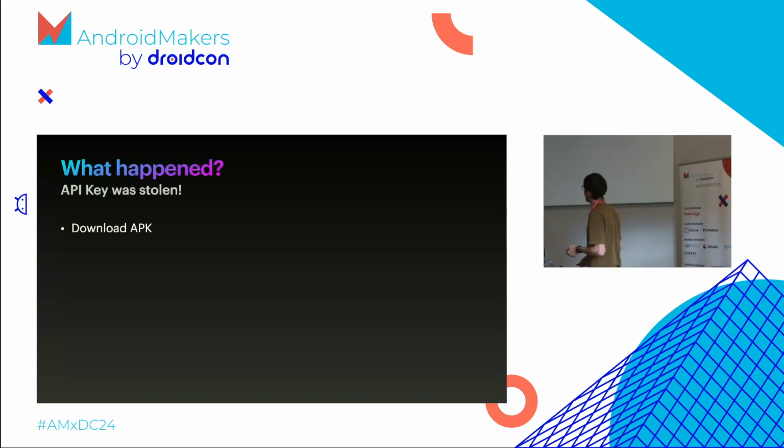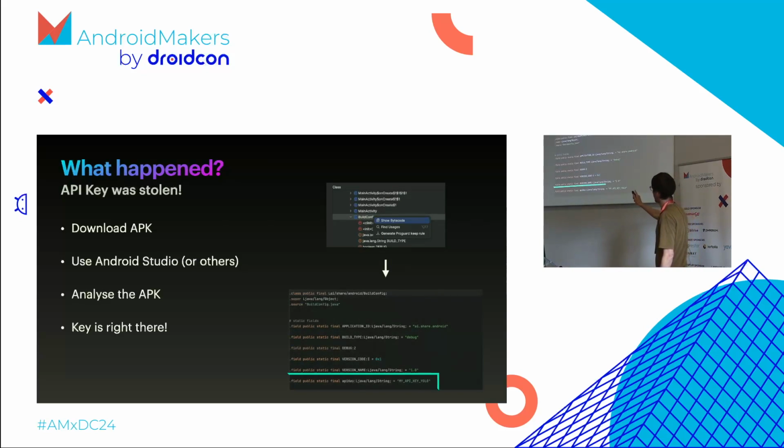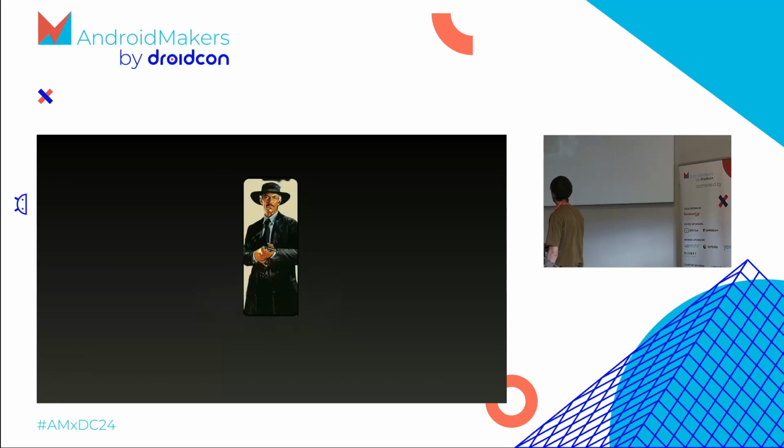You just download the APK, you use Android Studio itself, or there are plenty of other static analyzer tools that can take your code and find the key right there. BuildConfig, show big code, my API key. Yup. So yeah, it's as simple as that. And now you will say, oh, obfuscation. Yeah, that will not solve it either. So I present you the bad way of implementing AI on Android.